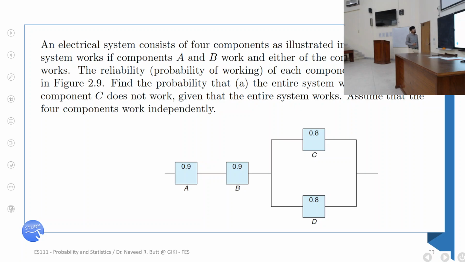Okay, let's see now. I'll let you read it and get an idea of what it is that is required.